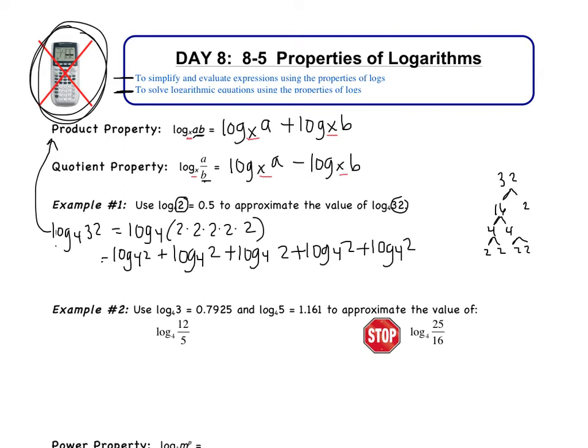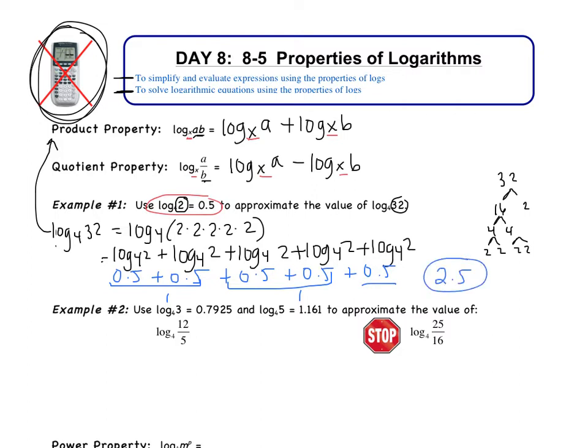Now this looks pretty ugly. Why would I ever do this? It's getting longer. Well, I know that log base 4 of 2 is 0.5. So now this is really 0.5 add 0.5, add 0.5, add 0.5, add 0.5. Now 0.5 and 0.5 is 1. 0.5 and 0.5 is 1. And then I have 0.5 again. So 1, 1, 0.5 becomes 2.5. So log base 4 of 32 is just 2.5.